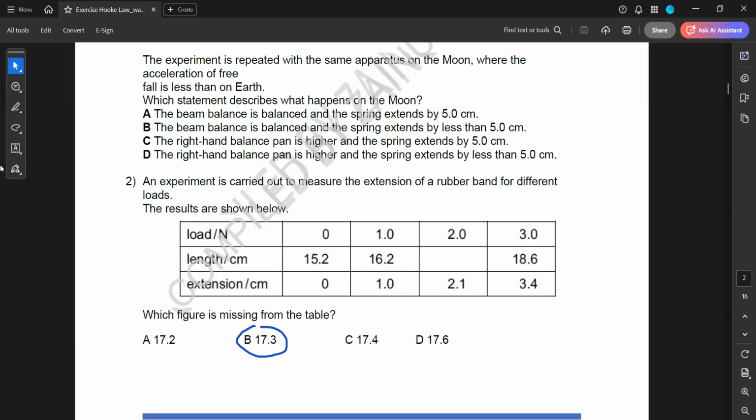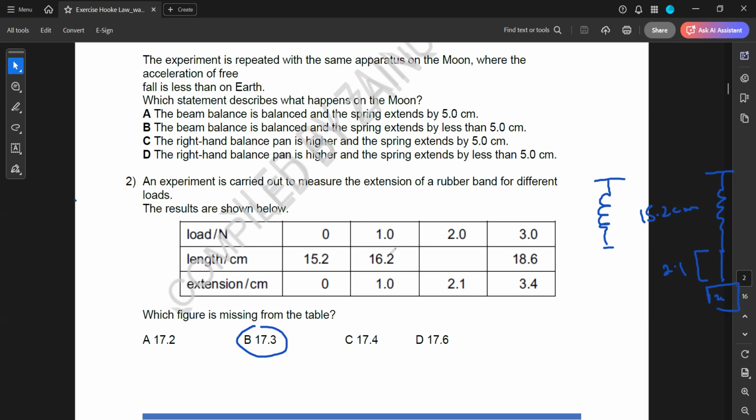I have a doubt. How do we get 17.3? How will we get 17.3? Because the length is the extension plus the original length. When there was no load attached to the spring, we were having a spring which is 15.2 centimeter long. And when we add a load of 2 Newton, it has extended or increased by how much? The length increases by 2.1.